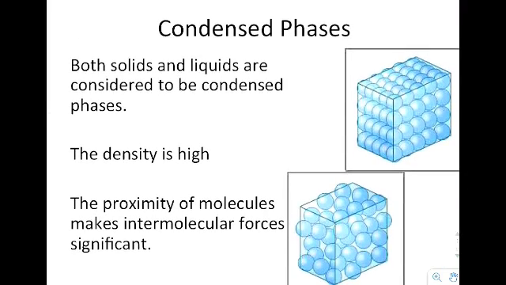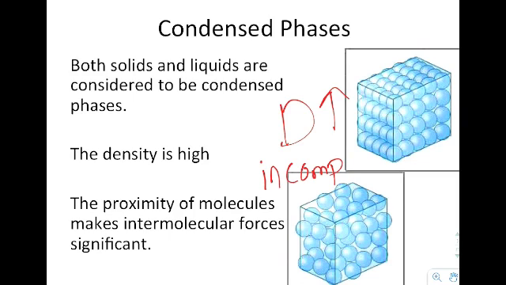So, the first thing is we want to look at the condensed phases of matter. The two condensed phases of matter are considered to be solids and liquids, and the reason why they're considered to be condensed phases of matter is because they have a very, very high density. The density is really high because the molecules are stuck together. They're pretty much as close to each other as they can get. Because they have a condensed phase with a high density, these things are said to be incompressible.